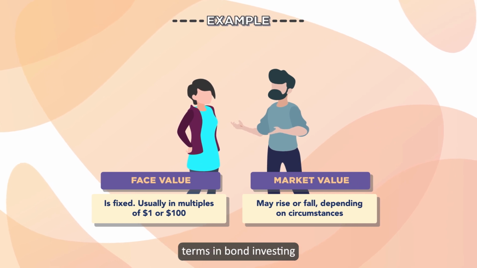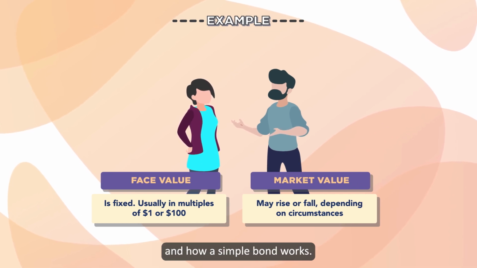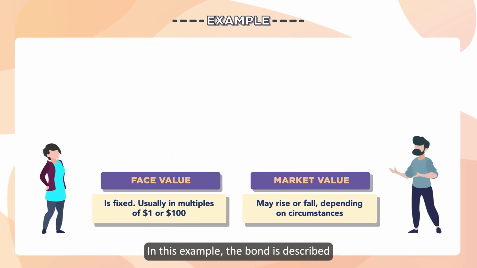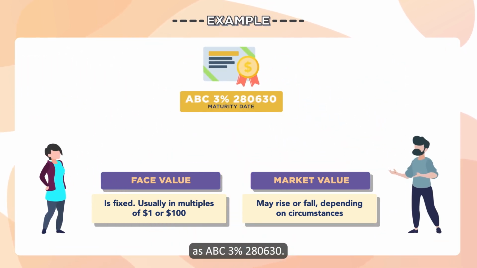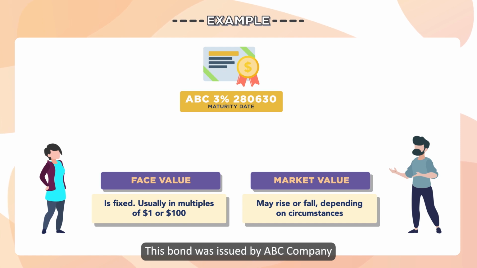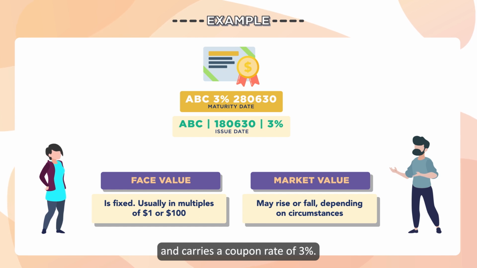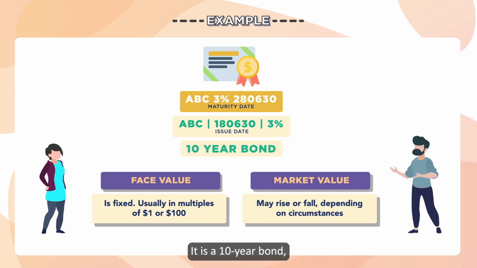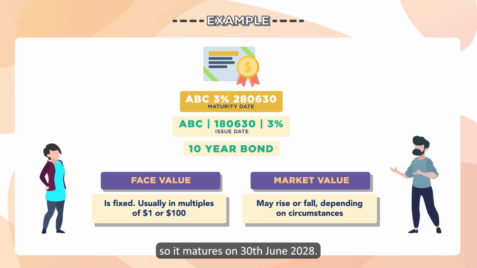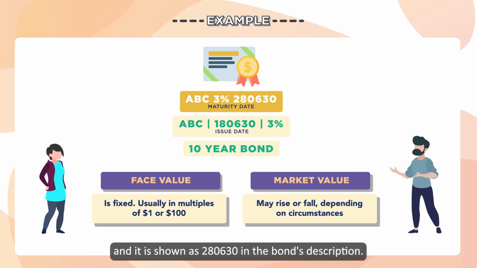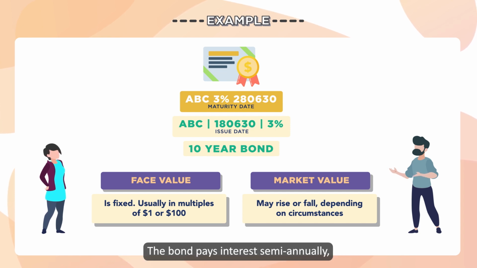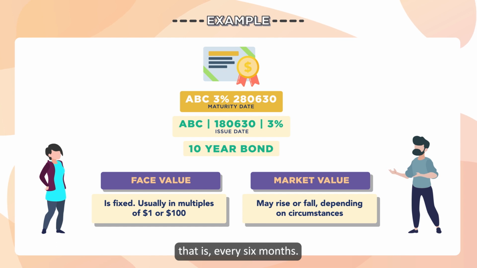Let's look at some other common terms in bond investing and how a simple bond works. In this example, the bond is described as ABC 3% 280630. This bond was issued by ABC Company on 30th June 2018 and carries a coupon rate of 3%. It is a 10-year bond, so it matures on 30th June 2028. This is known as the maturity date and is shown as 280630 in the bond's description. The bond pays interest semi-annually, that is, every 6 months.